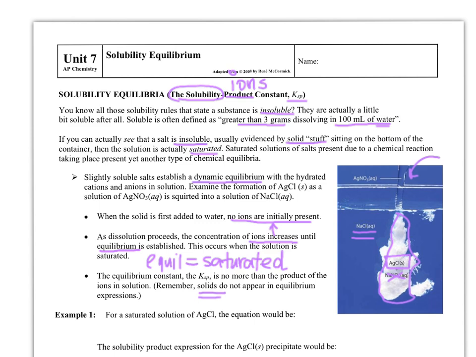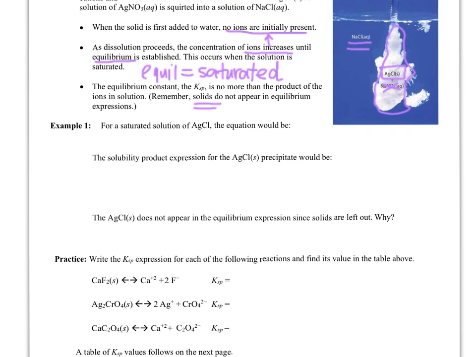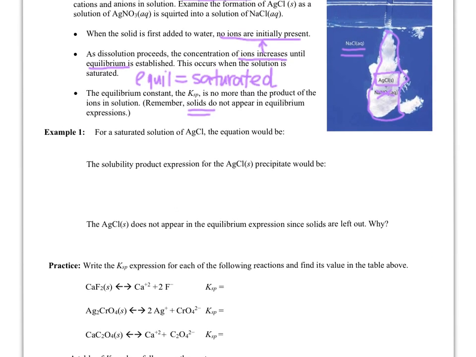So it doesn't matter how much of the solid I put in there, right? What matters is the amount of ions that are floating around. That's what our equilibrium is calculated based on. All right, so looking at that reaction, one thing that's really important is we typically, for saturated solutions of anything, when we're talking about solubility, we're usually going to use the net ionic equation.